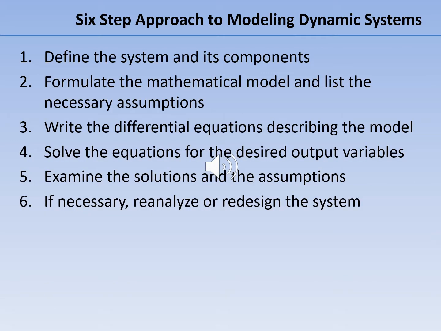This slide shows a 6-step approach to modeling dynamic systems. You begin by defining the system and its components. You formulate the mathematical model and list the necessary assumptions. You write the differential equations describing the model. You solve these equations for the desired output variables. In step 5, you examine the solutions and the assumptions. And in step 6, if necessary, you reanalyze or redesign the system.